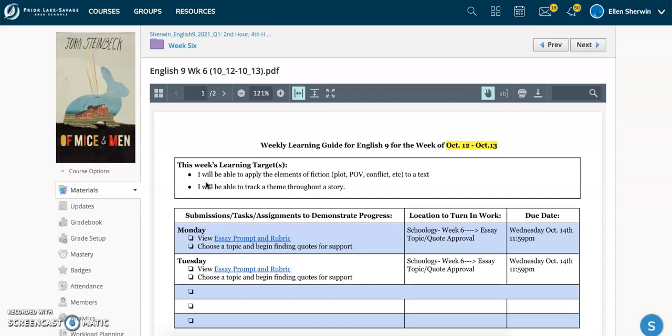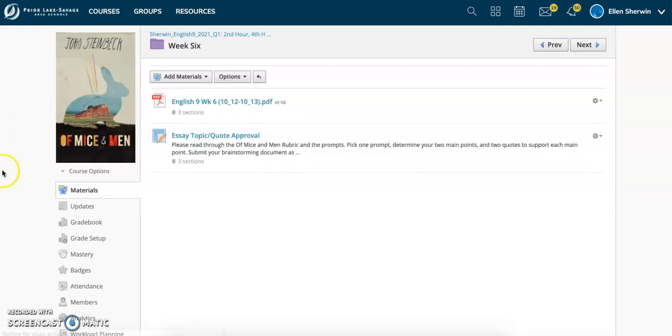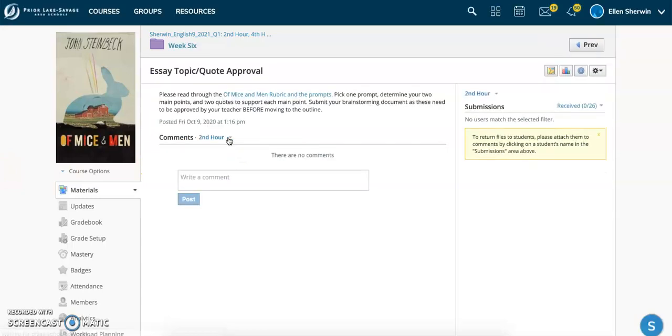DLA students, you have one assignment this week. What you need to know: our Of Mice and Men journey is going to continue on, even though we have finished reading the book, which you should have finished on Friday. We are going to start writing an essay on Of Mice and Men. So, our one assignment is titled Essay Topic Quote Approval.